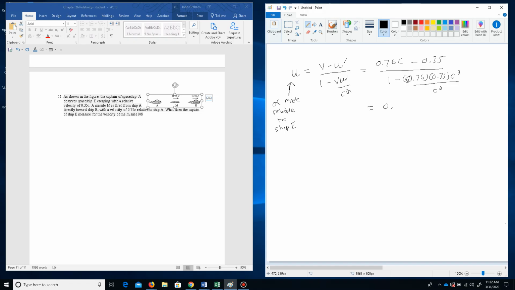0.41 c on top, and 0.734, which is 0.558 c.